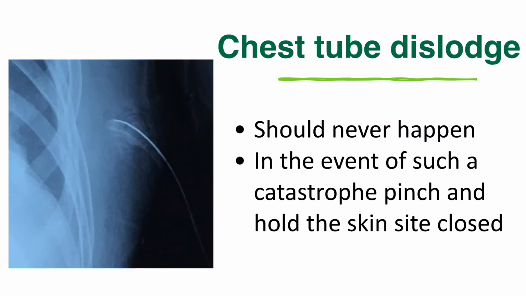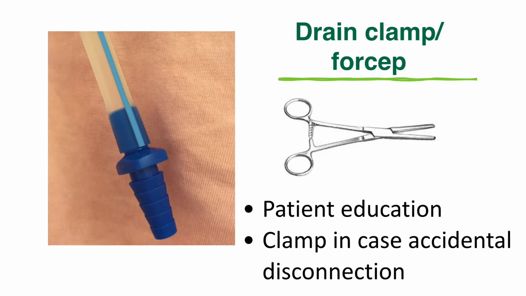The chest tube should never be dislodged. In the event of such a catastrophe, pinch and hold the skin closed while waiting for the suturing set to stitch it closed immediately. The drain clamp or forceps is for use in emergencies only, in case of accidental disconnection. Clamp the drain tubing at the patient's end immediately.